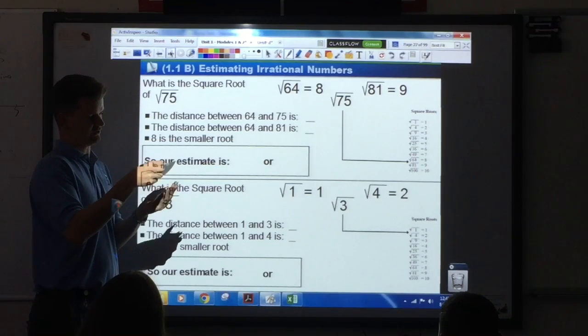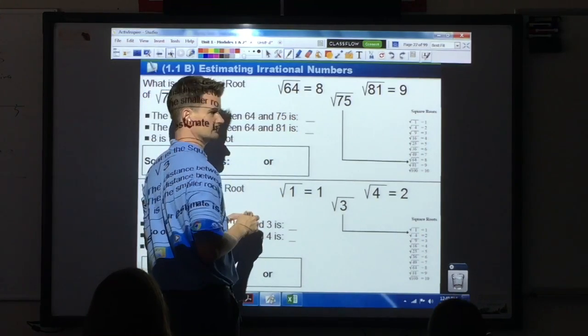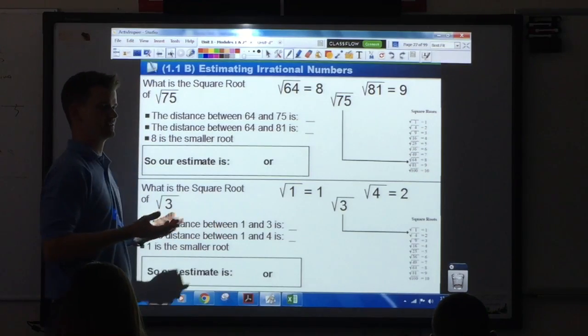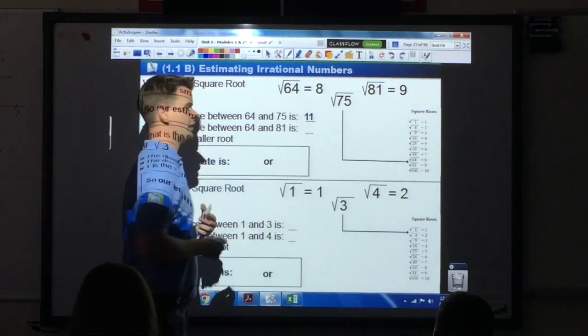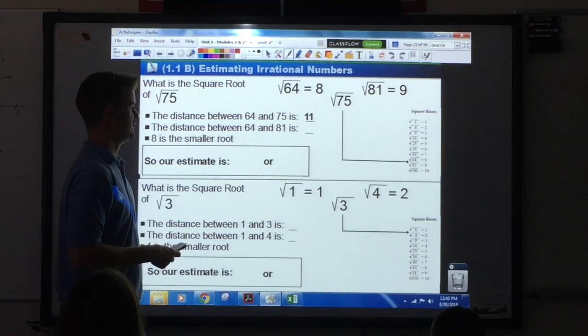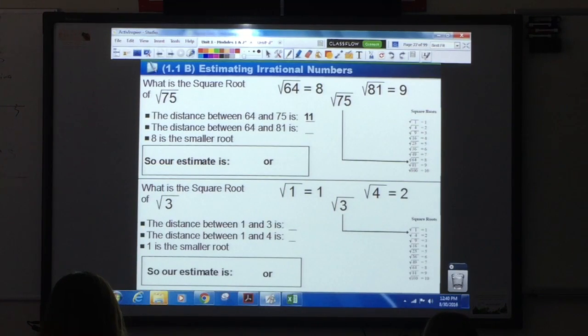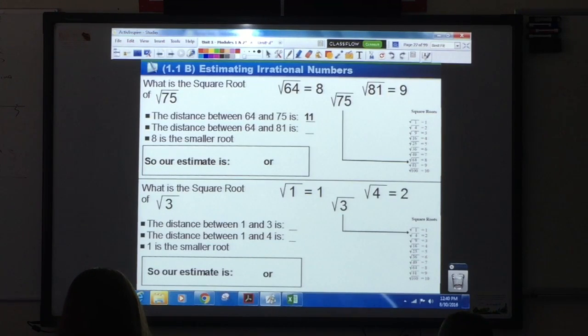What is the difference between 64 and 75? 75 minus 64 is 11. So my numerator is going to be 11. Now I just need the denominator. What is my denominator going to be for that fraction I'm going to create? Well, the distance between 64 and 81.